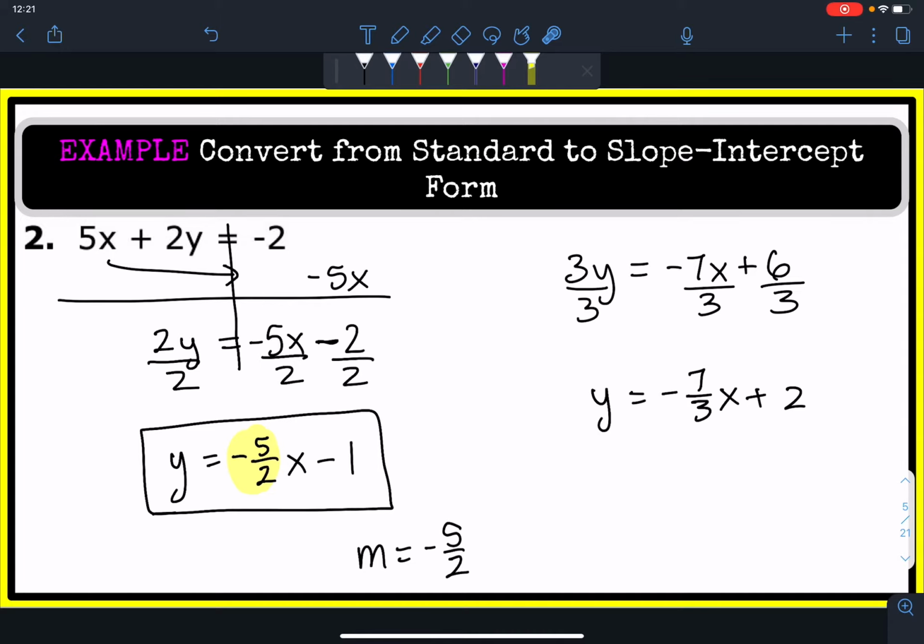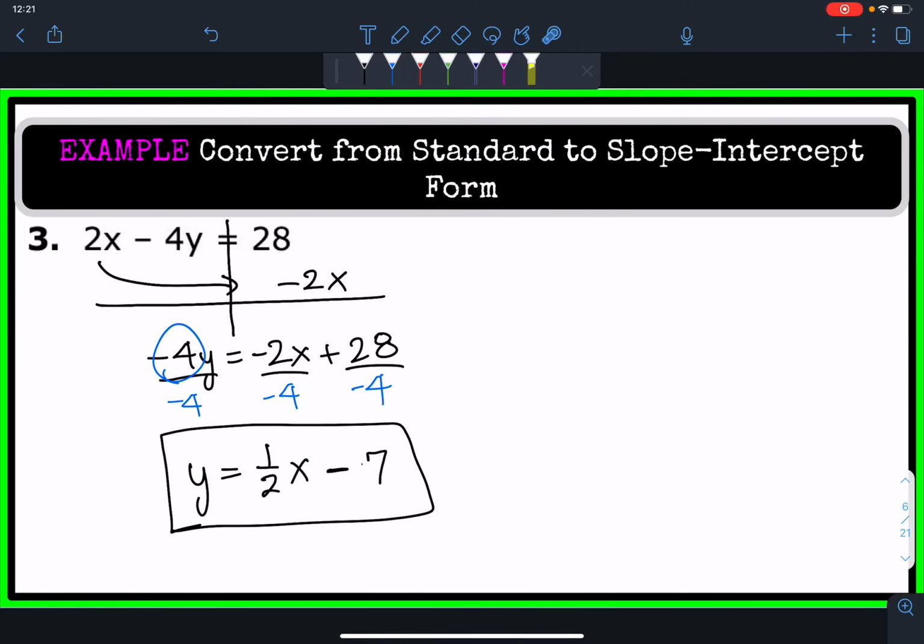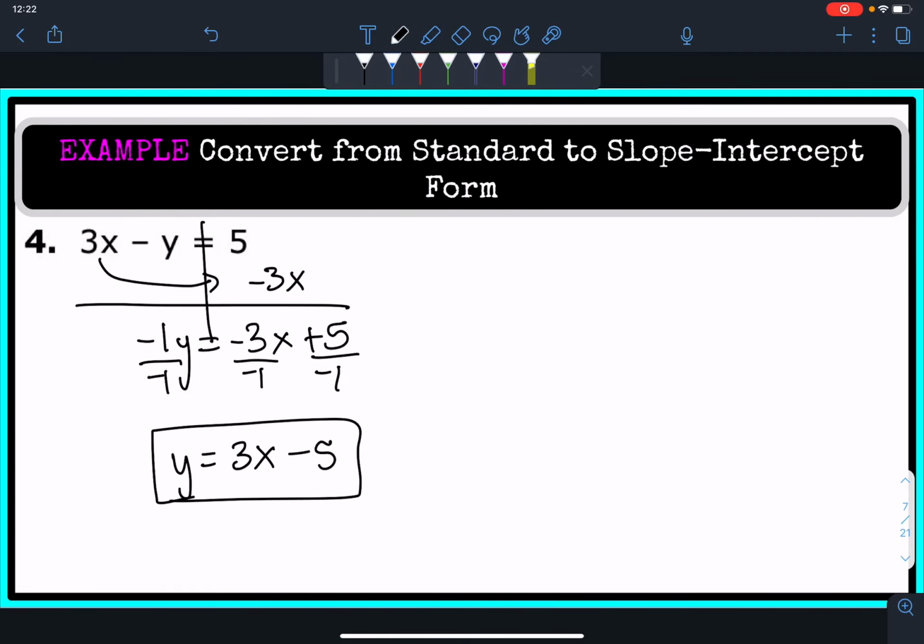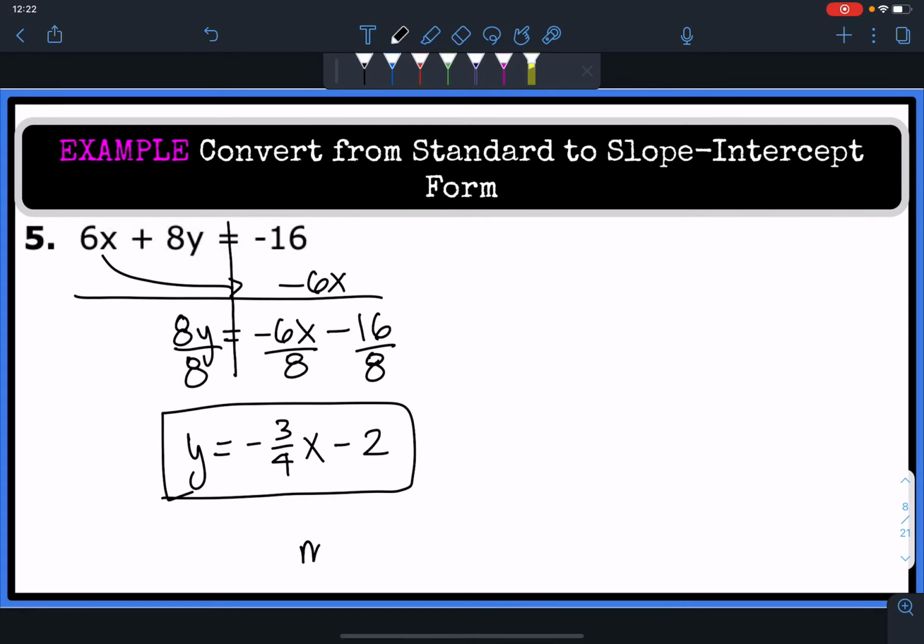Because like I said at the beginning of the video, the purpose of knowing how to identify the slope when it's written in this format is that more times than not, we'll be interested in comparing two lines, so we need to know what the slopes are. So here, we do not know what the slope is until we write it in this format, and I know that the slope is negative 5 over 2. Notice that the slope is 1/2 over here, so m is equal to 1/2. Here, m is equal to 3, and number 5, m is equal to negative 3 over 4.